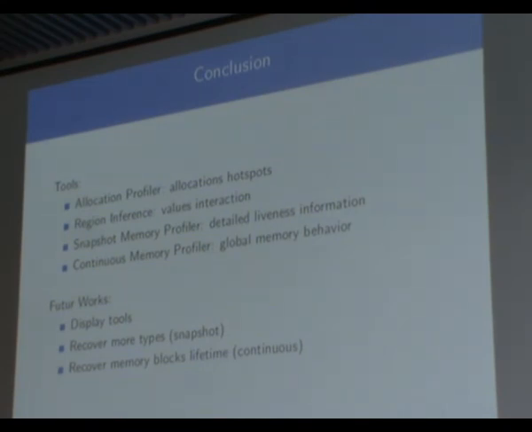To conclude, I present the four tools that we are building at OCaml. We have the Allocation Profiler, which shows us the allocation hotspots; region inference, which explains the values' interaction; the Snapshot Memory Profiler, which gives us data liveness information; and the continuous profiler, which will give us the global memory behavior. So the future work is to have more and more display tools, try to recover more precise types in the snapshot profiling, and maybe recover memory block lifetimes with the continuous profiling, and maybe you have some ideas that we can talk about. Thanks.